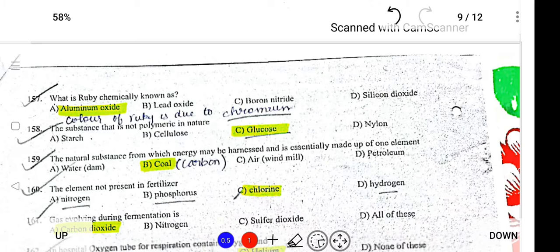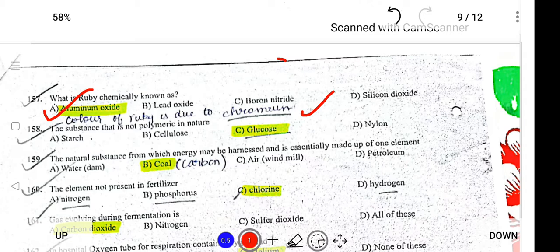What is ruby chemically known as? Ruby is a gem that is red in color, and it is also called aluminum oxide, and the red color is due to chromium. So because of chromium, ruby is red in color.